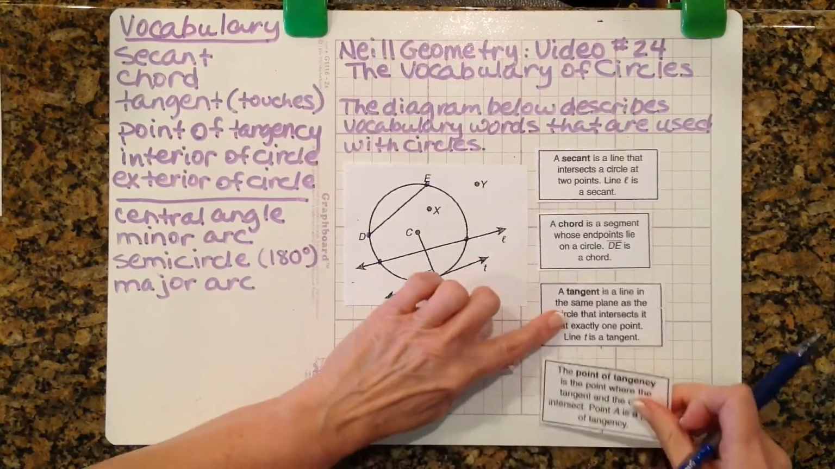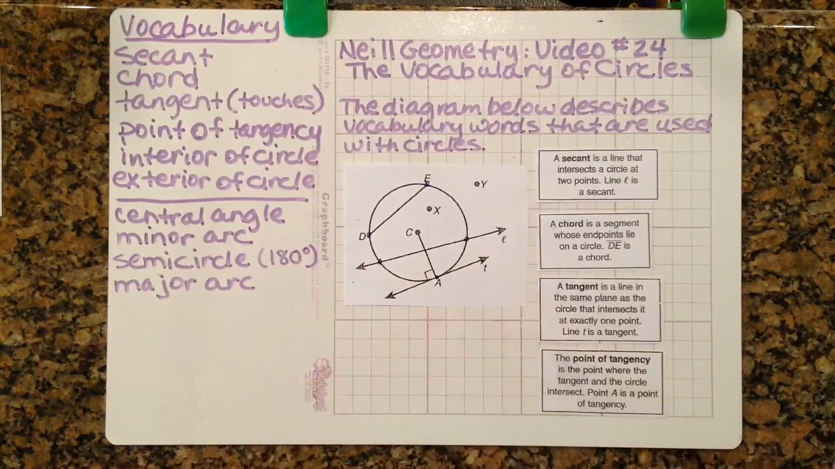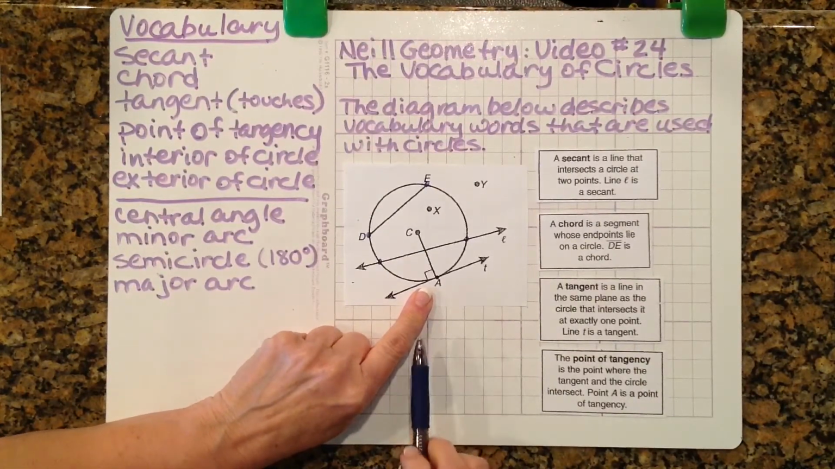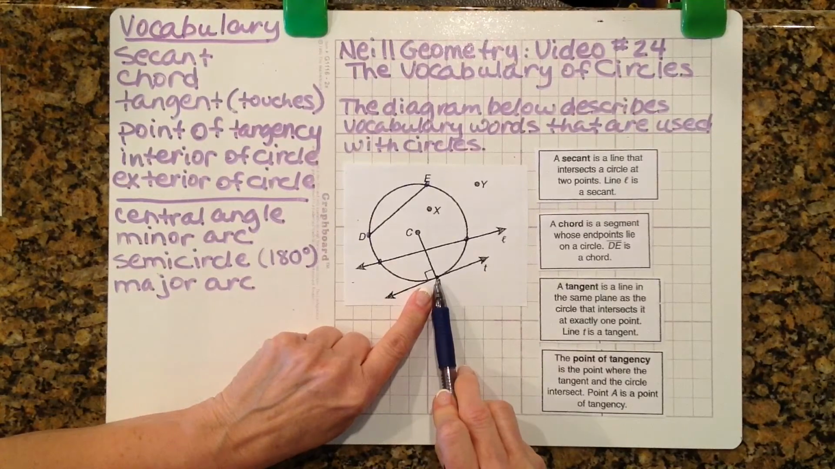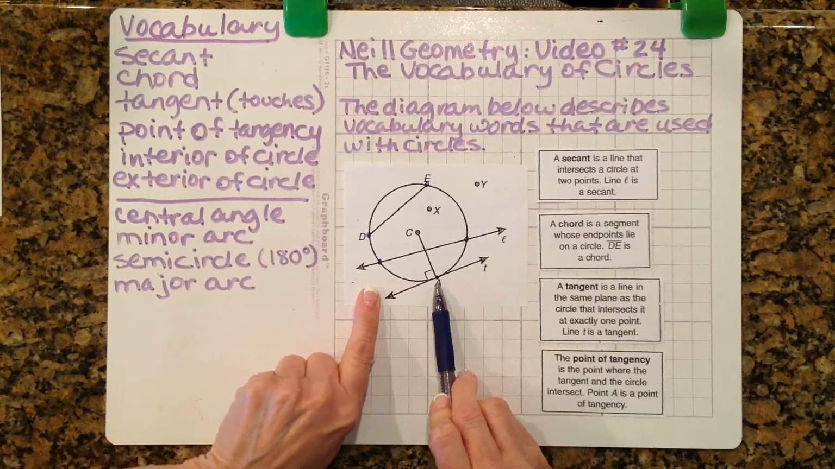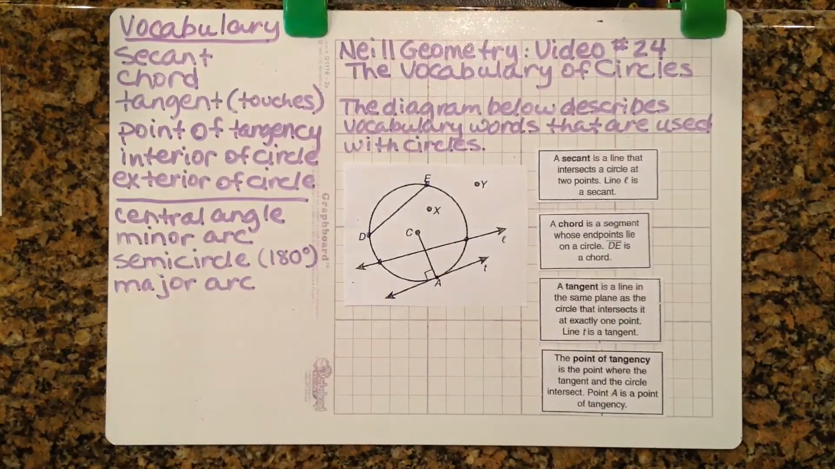Which leads us to another vocabulary word, which is point of tangency. And that is the point where the tangent and the circle intersect. So point A is a point of tangency. So here's your tangent line, it's T, and your point of tangency is A.